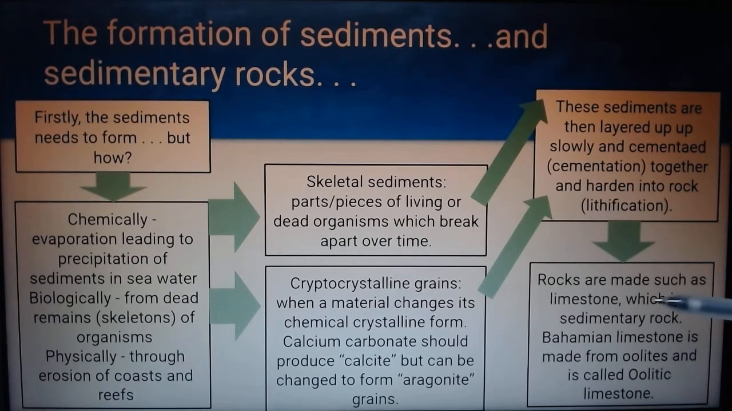Rocks are made, such as limestone, which is a sedimentary rock. Bahamian limestone is made from oolites and is called oolithic limestone. All right, so there's your little flow diagram about where and how these sediments are made.